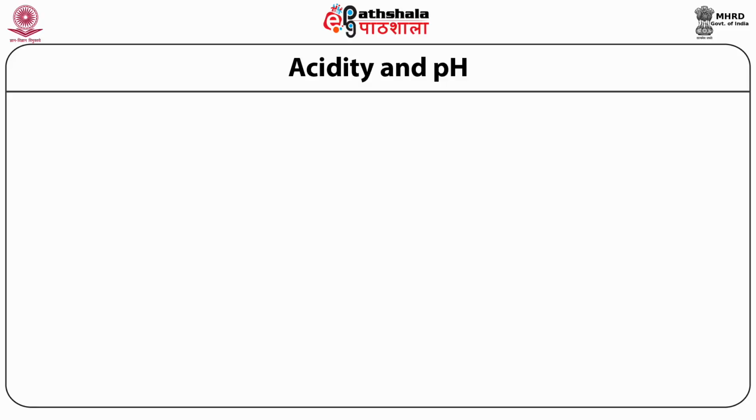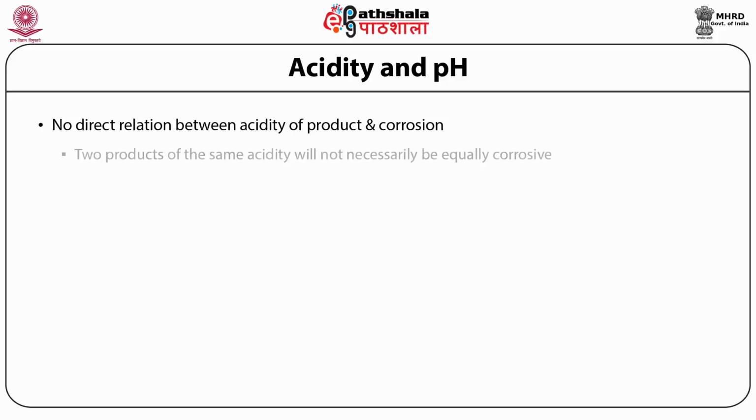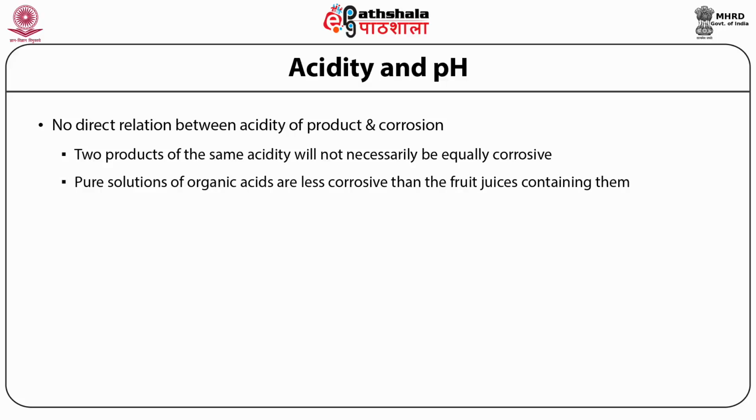And of that, the first one is acidity and pH. No direct proportionality exists between the acidity of a product and the degree of corrosion of tinplate. In other words, two products of the same acidity will not necessarily be equally corrosive. It also appears that pure solutions of organic acids are less corrosive than the fruit juices containing them, suggesting that fruit juices contain unidentified depolarizers which enhance the corrosive action of the organic acids.